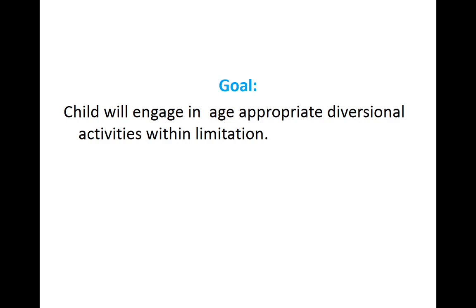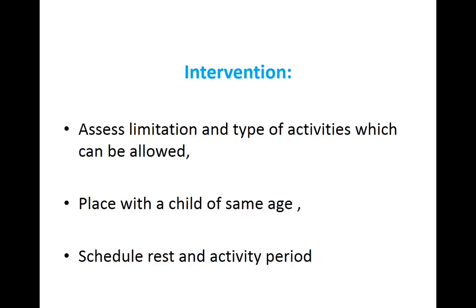Now, what is the goal you will be taking? The child will engage in age appropriate diversional activities within limitation. So whatever activity is possible, you have to target to give to the child. On intervention, again, first you have to assess what limitation the child is having, what type of activities can be allowed to the child. What kind of activities can you give? You cannot ask the child to walk around the ward or the block when the child is having a lower leg appliance. So you have to see what kind of activities you can give to him.